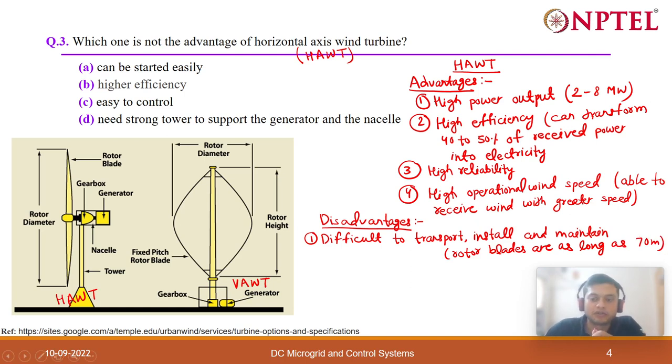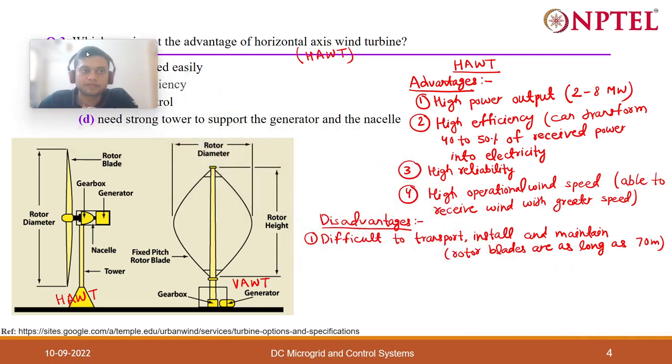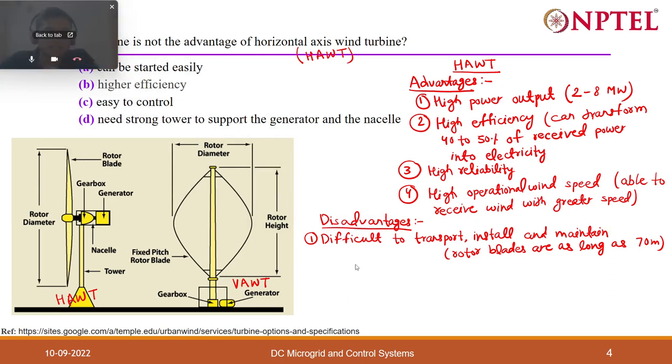So even if you want to transport this type of rotor blades, you require a special type of truck to transport them, and installation requires larger cranes and mechanical means to elevate them to a certain height and attach them to the nacelle part. And maintaining is not easy because you need to go to a height from the earth.